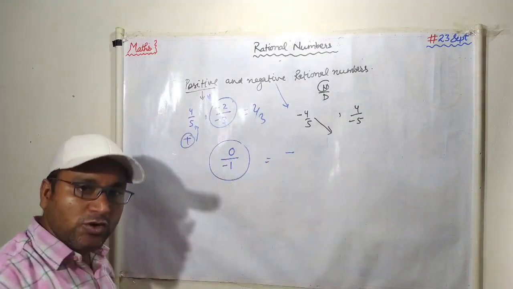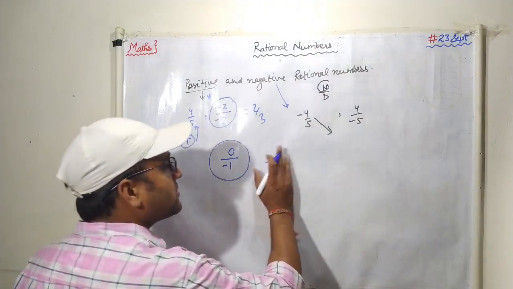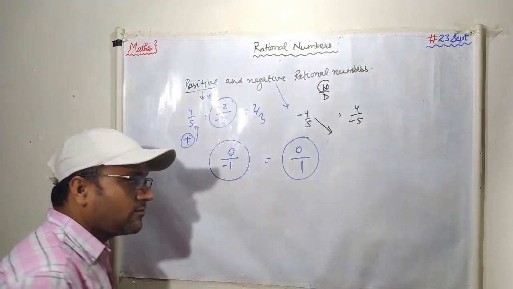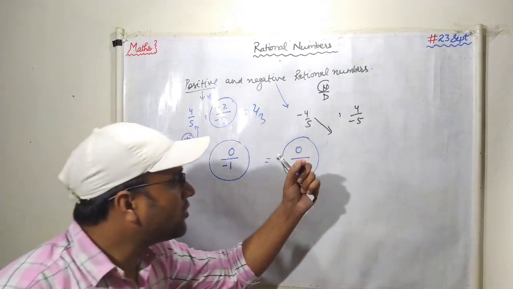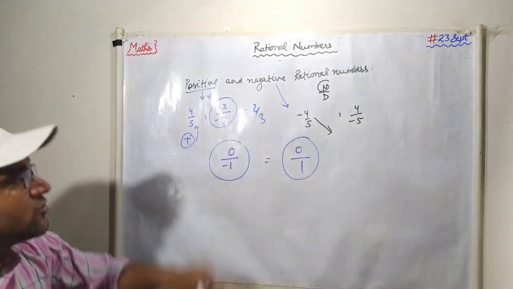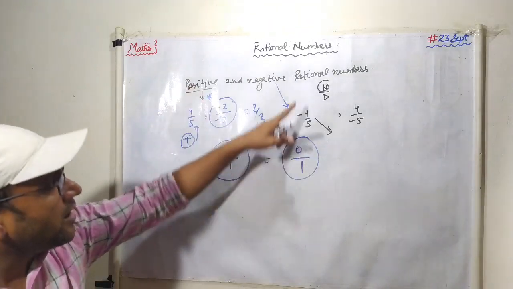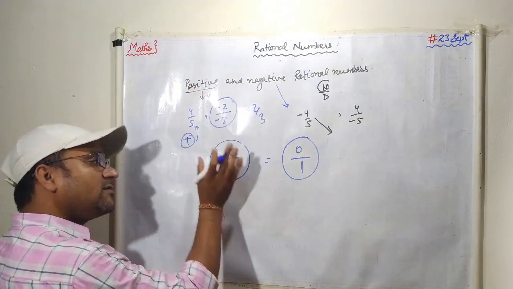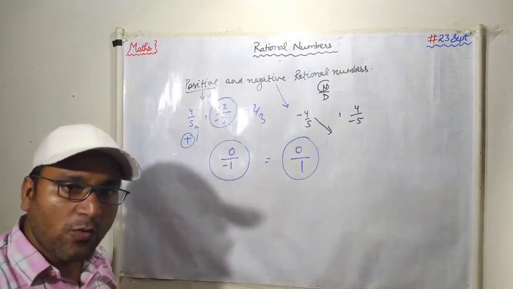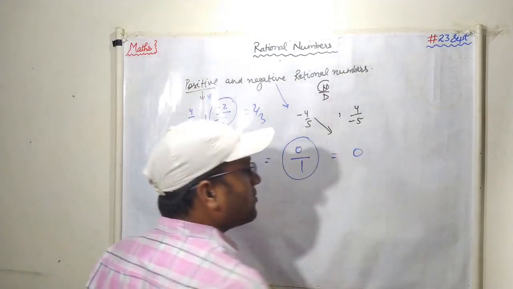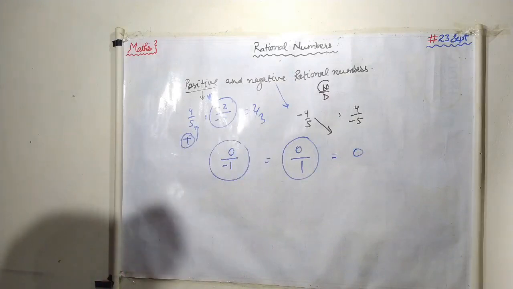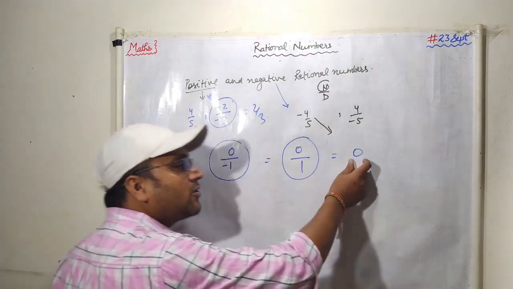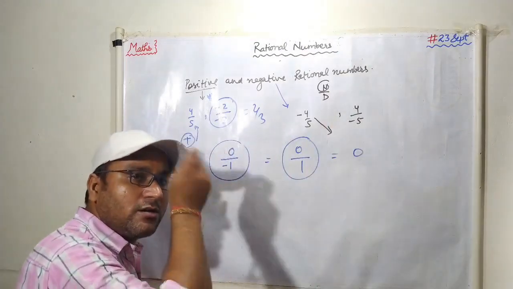So 0 is neither positive nor negative. So 0 upon 1 means that 0 is neither positive nor negative. You will not consider it a positive, you will not consider it a negative. 0 upon minus 1 is the same as 0 upon 1, and it is equivalent to 0. 0 is neither a positive nor a negative rational number. It is a rational number which has no sign.